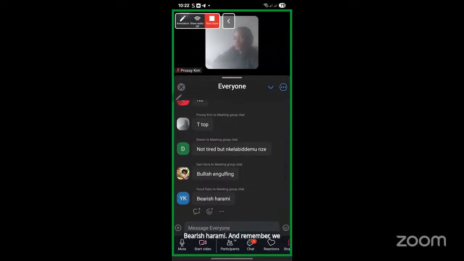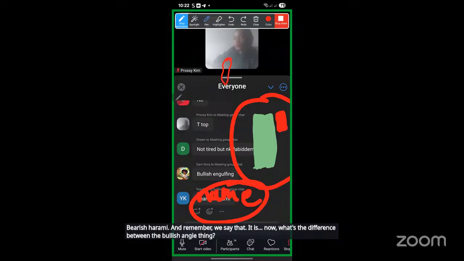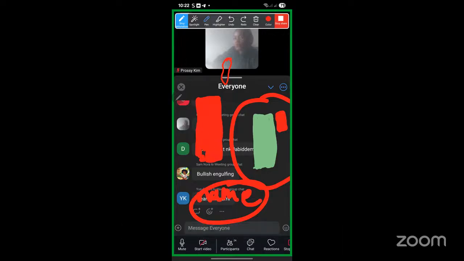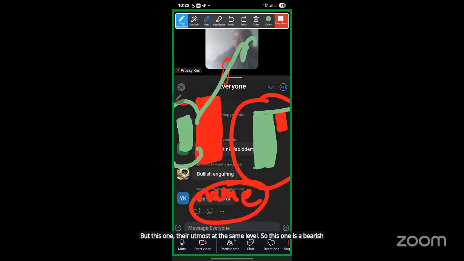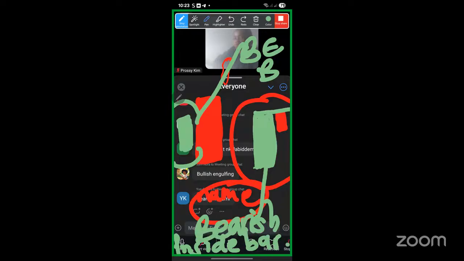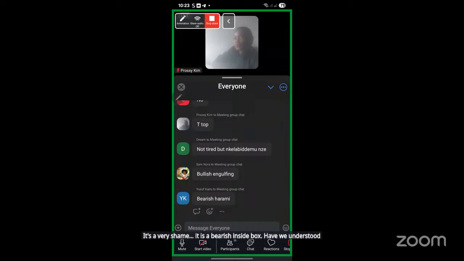And remember, we said, what's the difference from the bullish engulfing? If it is a bullish engulfing, it would be like this. Are you seeing the difference between the two? This one is engulfing this one. But this one, they are almost at the same level. So this one is a bearish engulfing bar, whereas this one is a bearish harami, or bearish inside bar. Have you understood? Bearish inside bar.